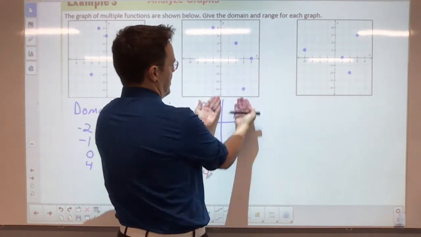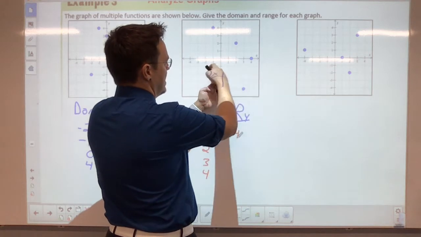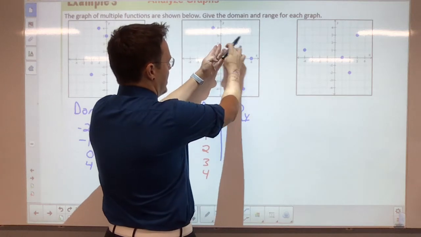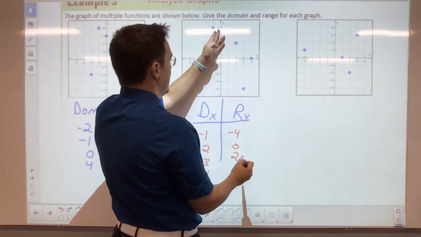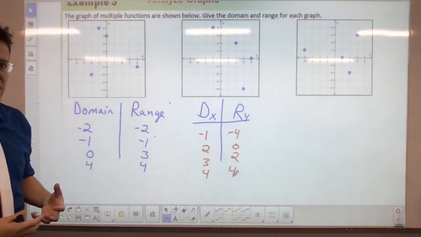If I go from the bottom up, I would have one at -4, right? So if I'm going horizontally this way, I got one at 0, and then I keep going up, I have one at 2, and then my last one is going to be at 4. Once again, that's the range, okay?